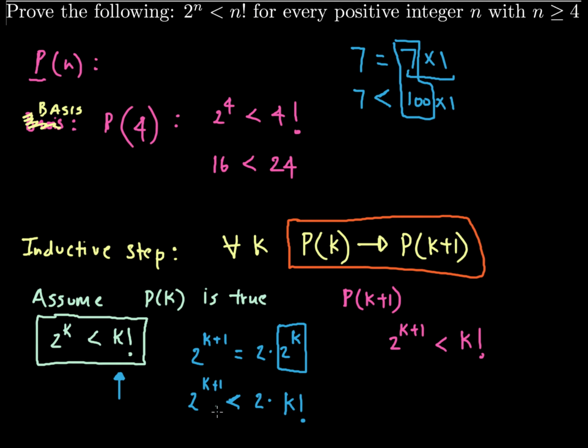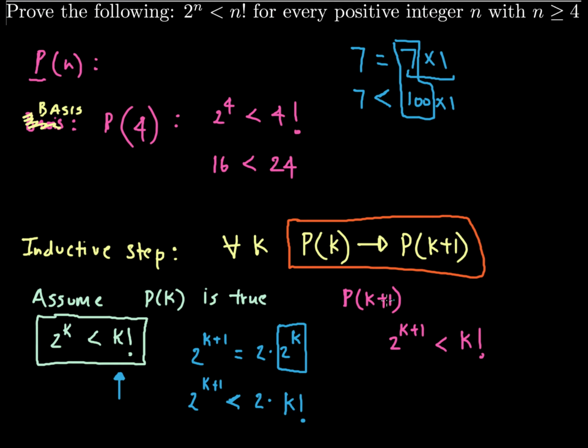Okay, so what I have so far is, I'm trying to show you that P of k plus 1 is true, meaning 2 to the power of k plus 1 is less than k factorial. Well, what I have here so far in blue is 2 to the power of k plus 1 is less than 2 times k factorial. So I'm somehow getting closer and closer to this pink statement, but I'm not there yet.